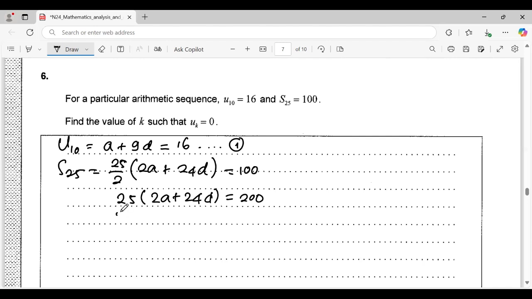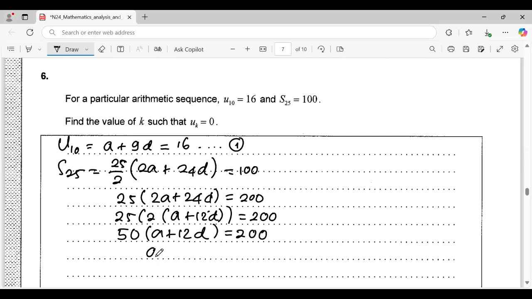And factorize this 25 to a plus 12d equals 200 over 25, and 2 times 25 is 50. So a plus 12d equals 200 over 50, which is 4. This is the second equation.